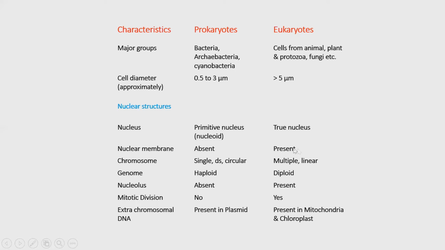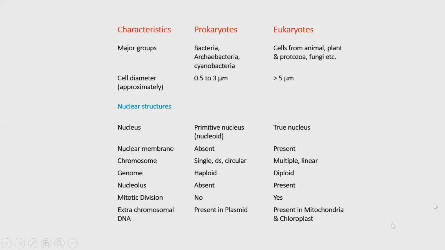Nuclear membrane is present in case of eukaryotes. Chromosome: in prokaryotes it's single, double-stranded, and circular, whereas in our case it's multiple and linear. They have a single set of genome, that's haploid, whereas in our case it's usually diploid, except for the sex chromosome. They do not have a nucleolus, whereas we have a nucleolus inside our nucleus. The cell division in eukaryotes is either mitotic or meiotic division, and they divide by binary fission. Extrachromosomal DNA they usually have in plasmid, which is one of the components of a bacteria, which we'll also discuss later in the class.